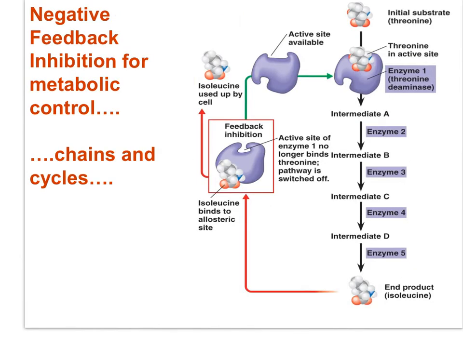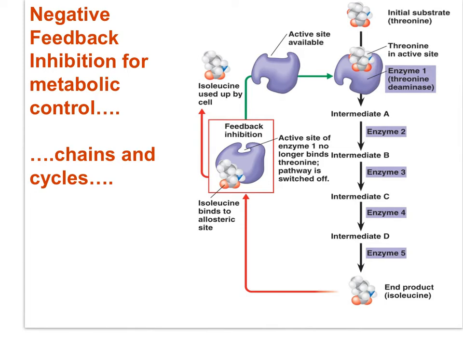This diagram displays the threonine to isoleucine example again. Isoleucine acts as a non-competitive inhibitor on the first enzyme of the pathway known as threonine deaminase.